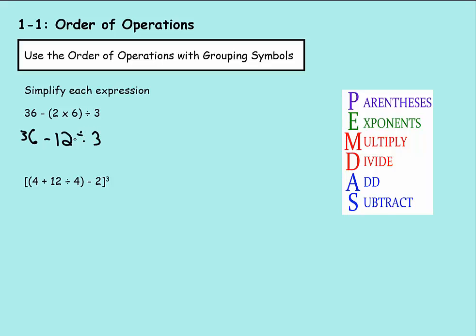We have subtracting and division. So division will go first. 12 divided by 3 is 4. So 36 minus 4, which gives us an answer of 32.